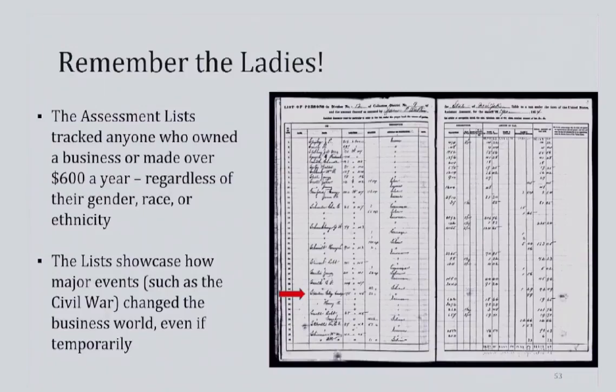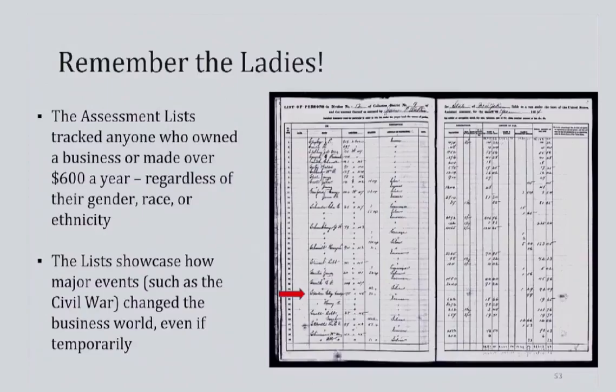Women may be less represented on these lists, but the assessment list tracked anyone who owned a business or made over $600 a year, regardless of their gender. Here is suffragist and speaker Elizabeth Cady Stanton on the list for New York. The list showcased how major events, such as the Civil War, changed the business world, even if temporarily. During the Civil War, when the men were off fighting, women held down many of the jobs, the farms, and the shops, and they are represented as doing so in these lists.